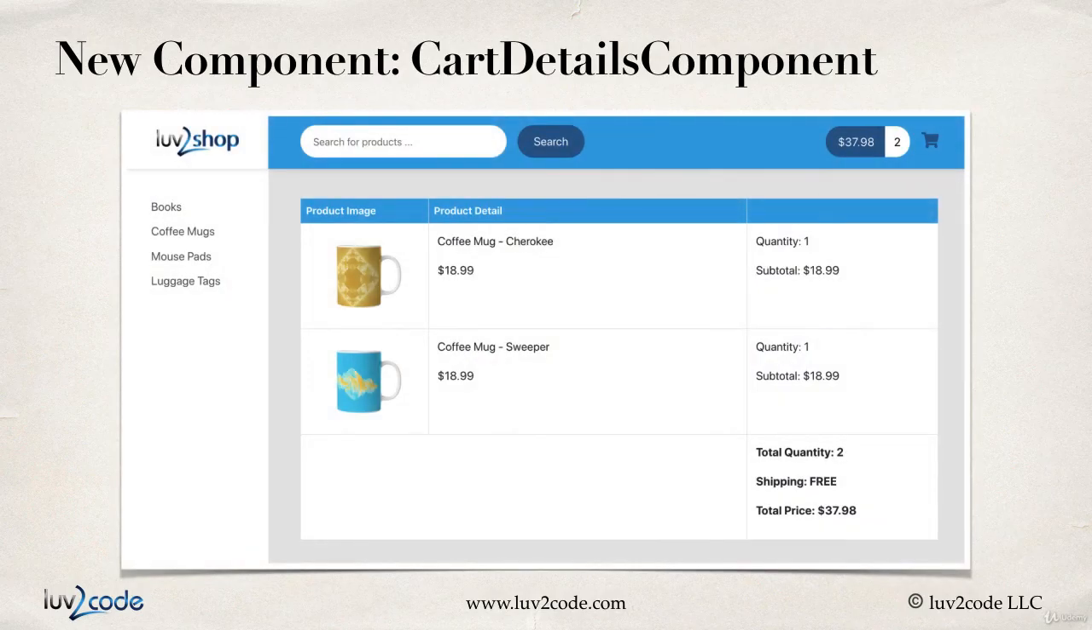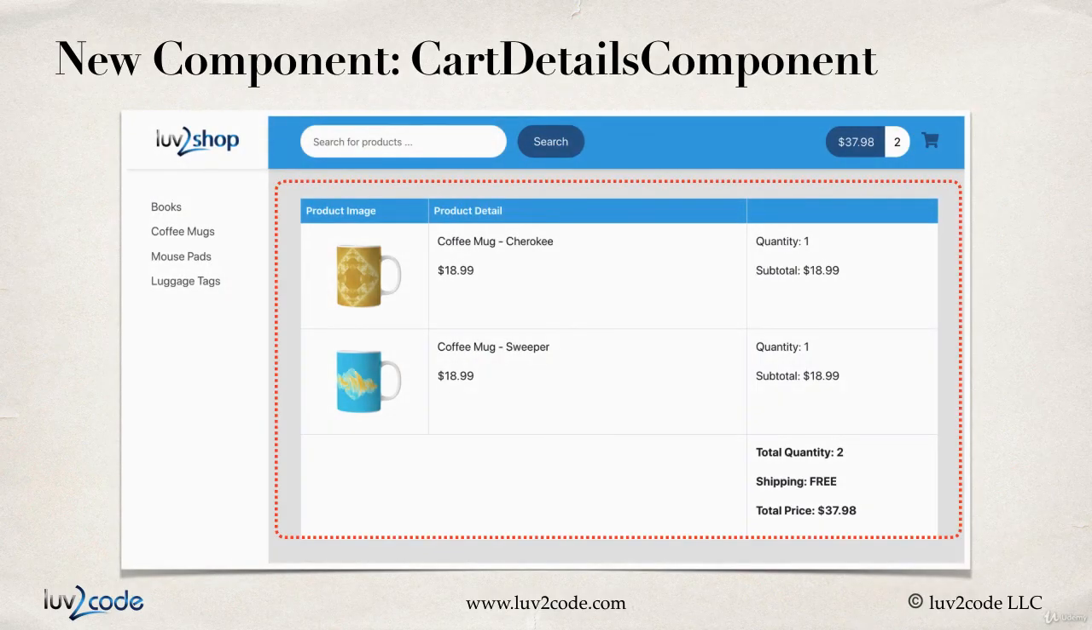And so to accomplish this, we'll actually create this new component, this cart details component. It'll be a table and it'll simply list out all of our cart items for us.